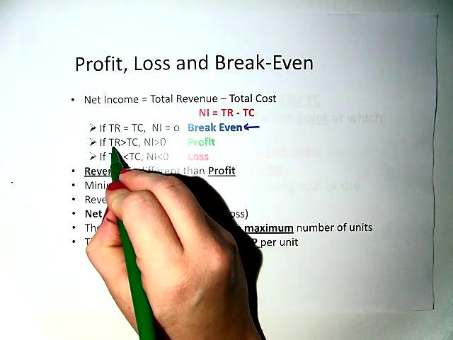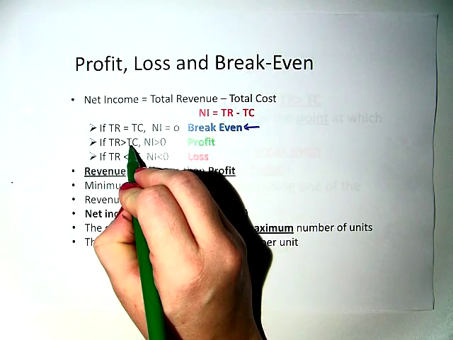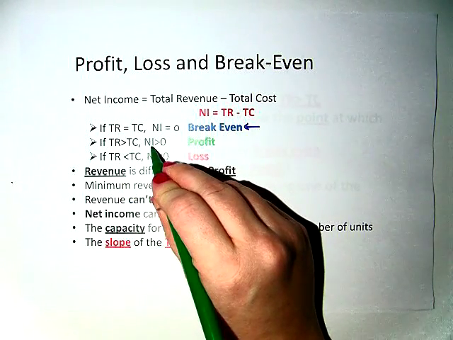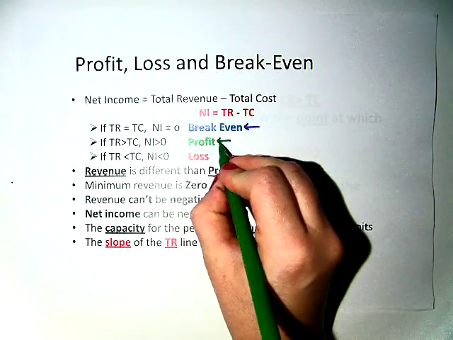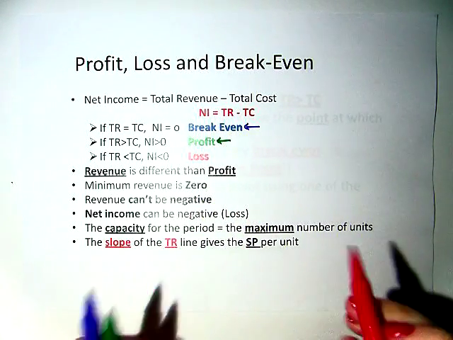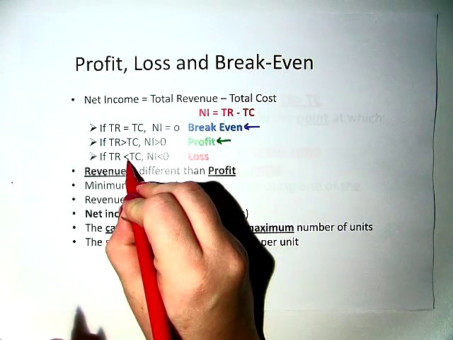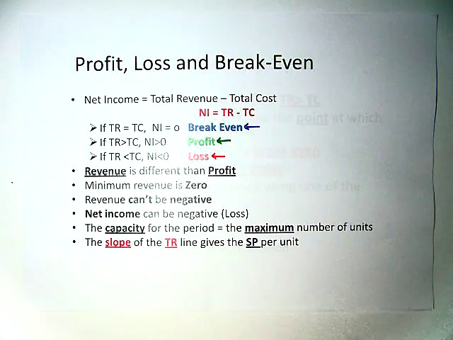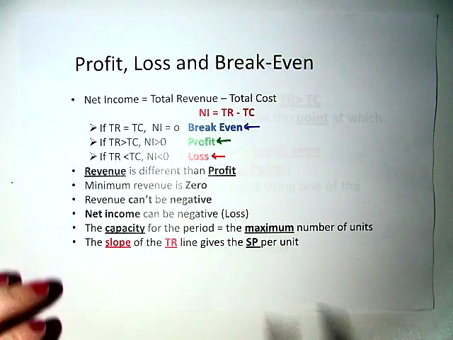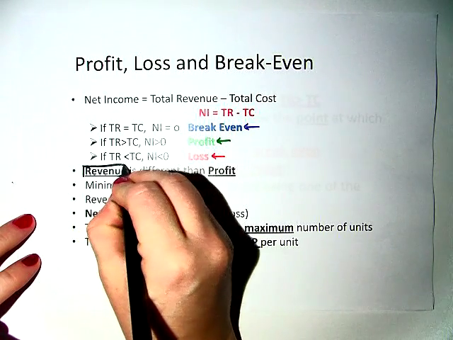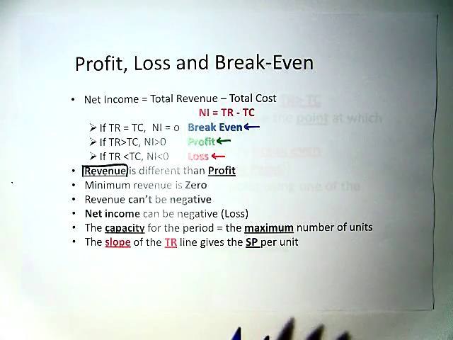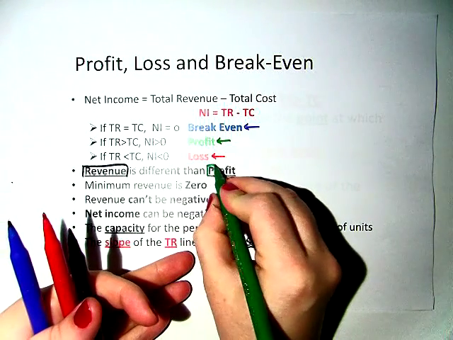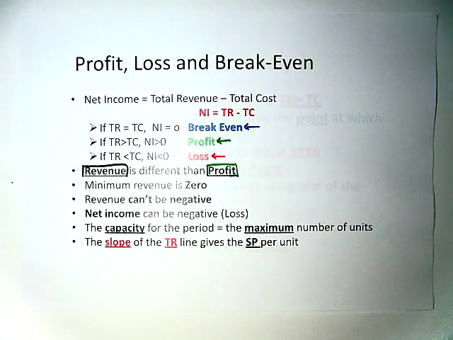So, if your total revenue is greater than your total cost, or in other words, your net income is greater than zero, you're in the green, or you have a profit. If the total revenue is less than the total cost, or your net income is less than zero, you're in the red, or you have a loss. Now, please understand, your total revenue, how much money your company brings in, is different than your profit. Your profit has to take into account all of the costs associated with running the company.